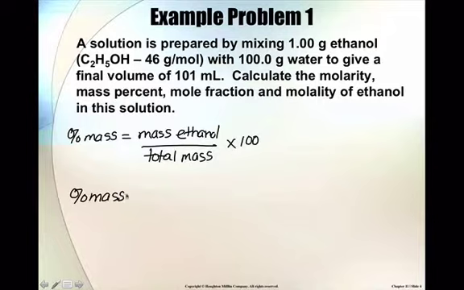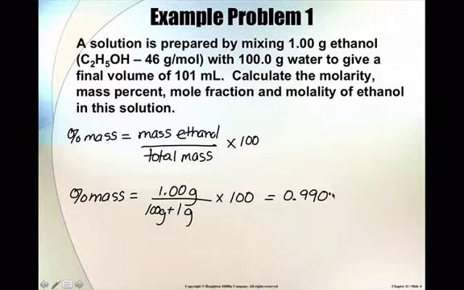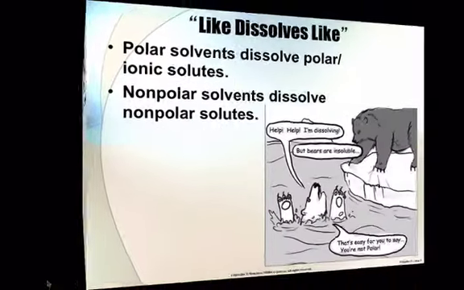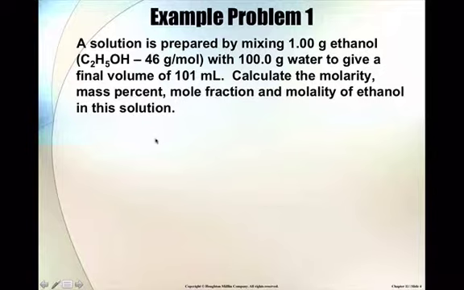So percent by mass is going to be equal to the ethanol, because that's what I'm focusing on, divided by those two added up, because I want the total mass on the bottom, and then I multiply by 100 to make it a percentage. And when I divide all that and multiply by 100, I get 0.990%. So in terms of mass, that's how much of the mass is made up of ethanol.